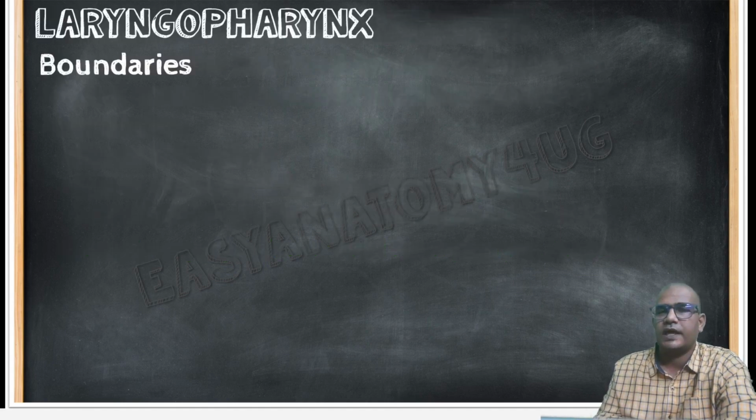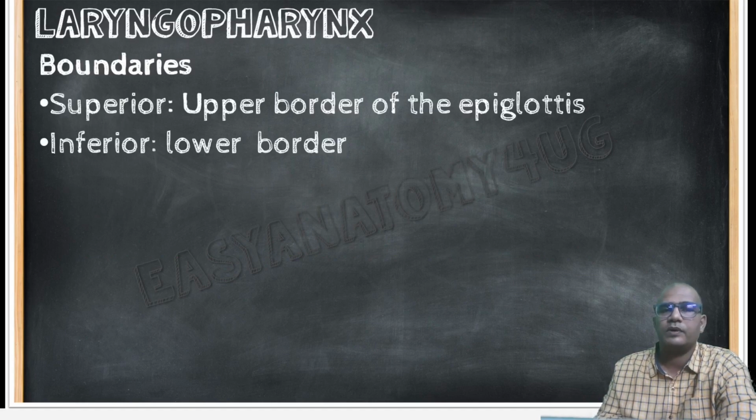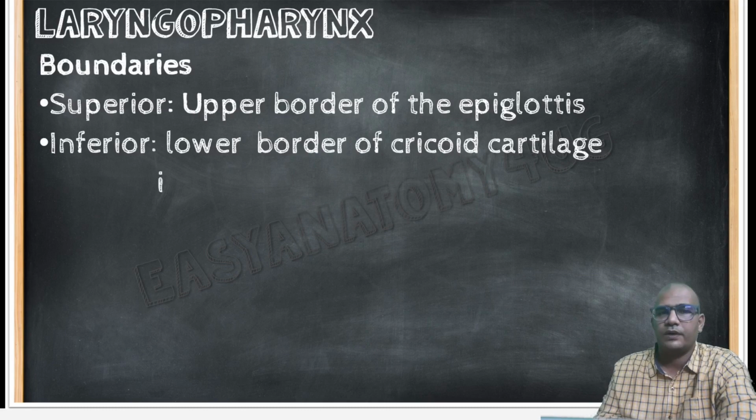Now let us discuss laryngopharynx. What are the boundaries? Superiorly, it is the upper border of the epiglottis, and inferiorly, we know the inferior boundary of the pharynx itself. It is the lower border of cricoid cartilage.